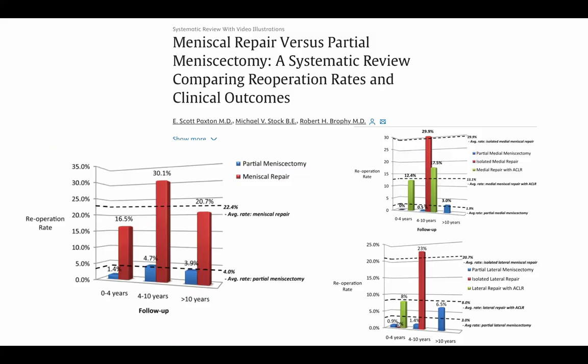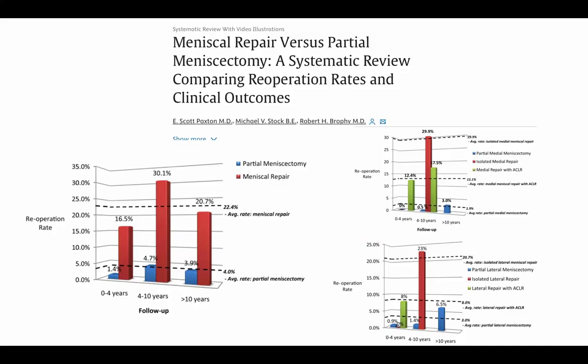So there's no free lunch. Meniscal repair does not come without complications. Paxton and his colleagues performed a systematic review comparing repair versus partial meniscectomy. They noted that the clinical outcome measures revealed a superior outcome for the repair cohort at follow-up of 4 to 10 years, as well as greater than 10 years. However, overall repair is associated with a significantly higher reoperation rate, overall around 20%.